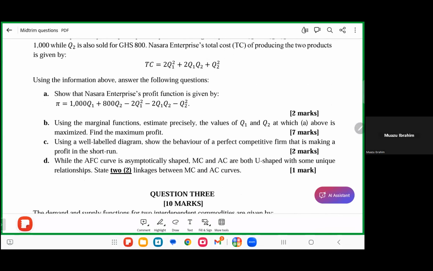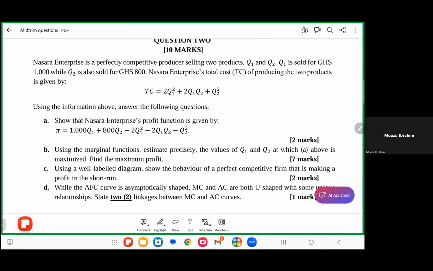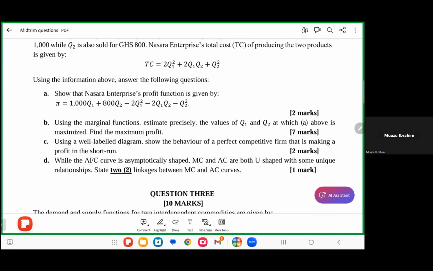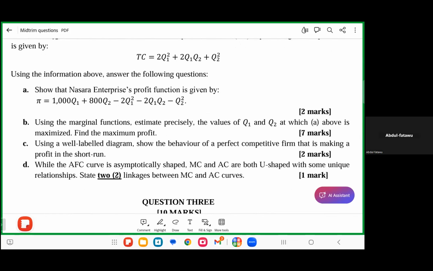Okay, yeah. So this is the question that we solved today. Look at this. D part is saying what? While the average fixed cost curve is asymptotically shaped, marginal cost and average cost are both U-shaped, as we saw, with some unique relationships. State 2 linkages between marginal cost and average cost. Remember, I gave you 3 linkages.